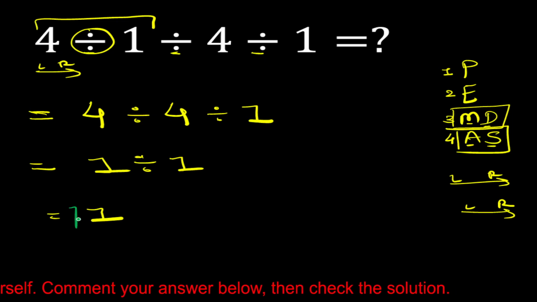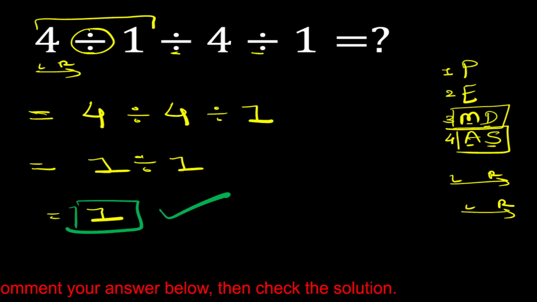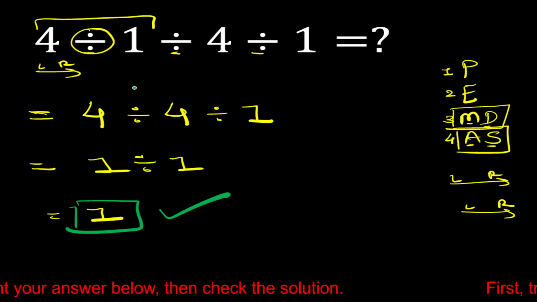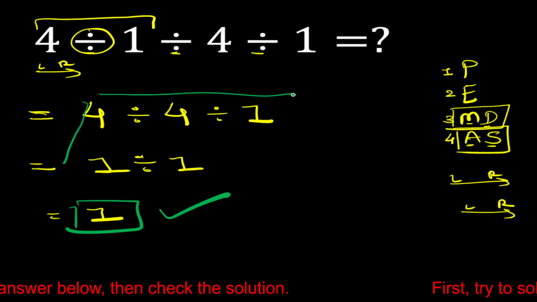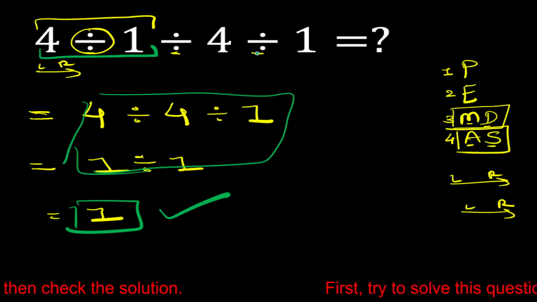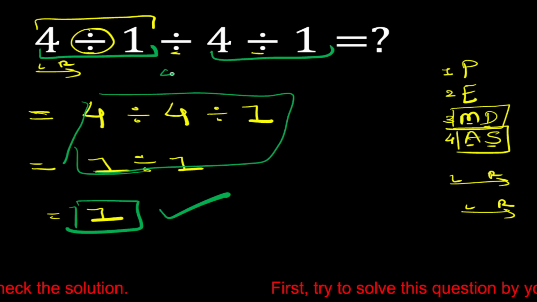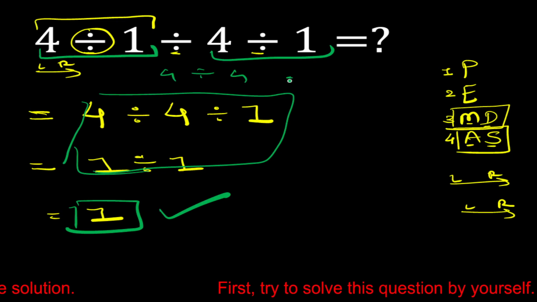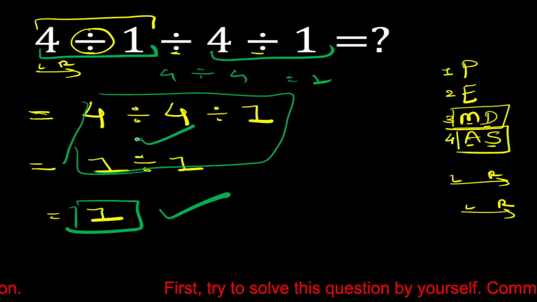Okay, so this answer is correct. This step is correct. Okay, the answer is correct. If you solve this type, 4 divided by 1, 4 divided by 1, then 4, 4, then 4 divided by 4 is equal to 1. But this step is correct.